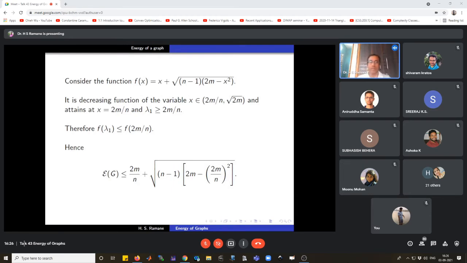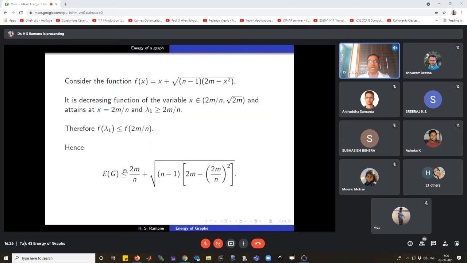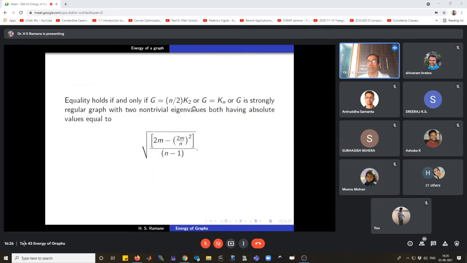Further, what they have done, they replace this m with x. Okay, replace m with x and then obtain again the bound in terms of n. This bound equality holds if and only if G is n by 2 K2, or G is Kn, or G is a strongly regular graph with two non-trivial eigenvalues both having absolute values equal to this.